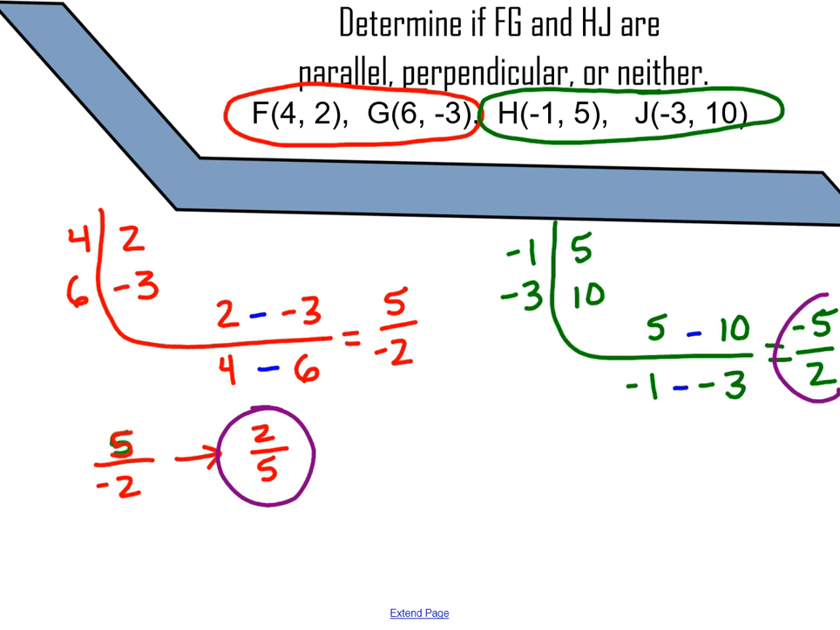Actually, I'm sorry, they are the same. So I can rewrite these. If I look, I can rewrite it as -5 over 2, and I can rewrite this as -5 over 2. Those are the same slopes, so I can actually say that these are parallel. And then we are all done.